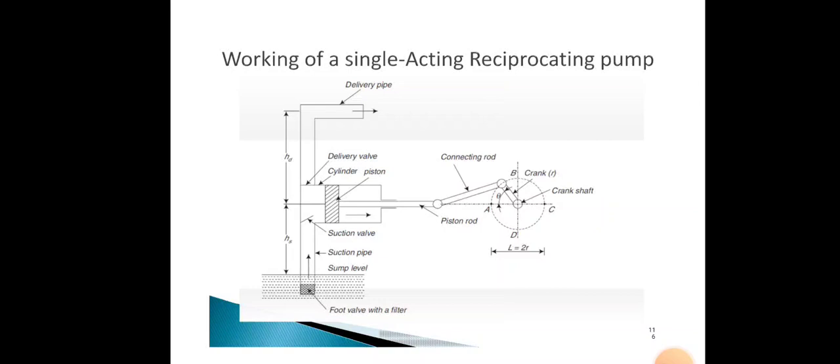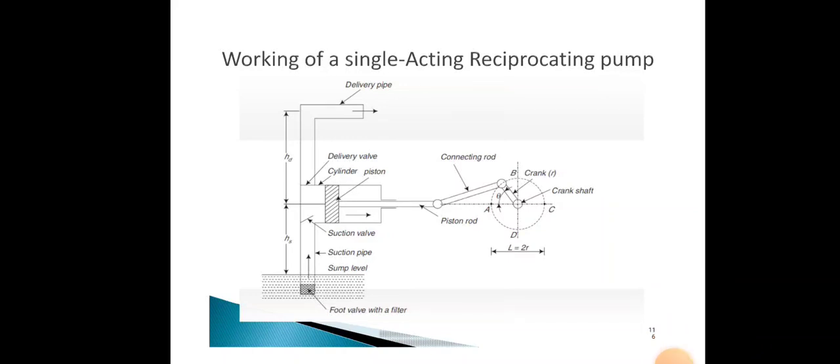Then the suction valve. The suction valve is used to let water enter from the suction pipe into the cylinder. It allows flow in only one direction, hence it is also known as a non-return valve. This valve is found at the suction pipe inlet. Then the delivery valve. With this valve, the water is discharged from the cylinder into the delivery pipe. It is also a non-return valve located at the delivery pipe outlet. This valve is in the closed position during suction.